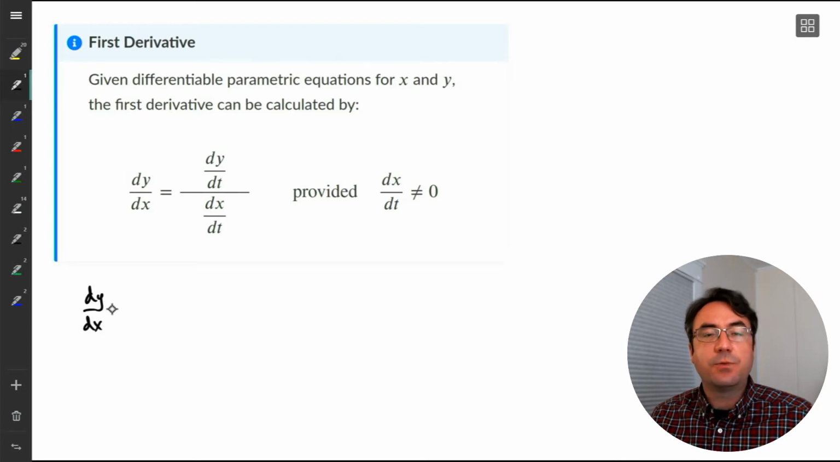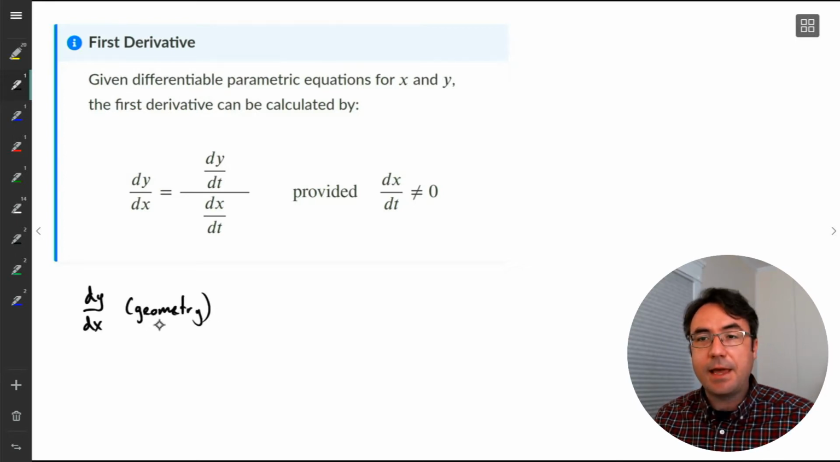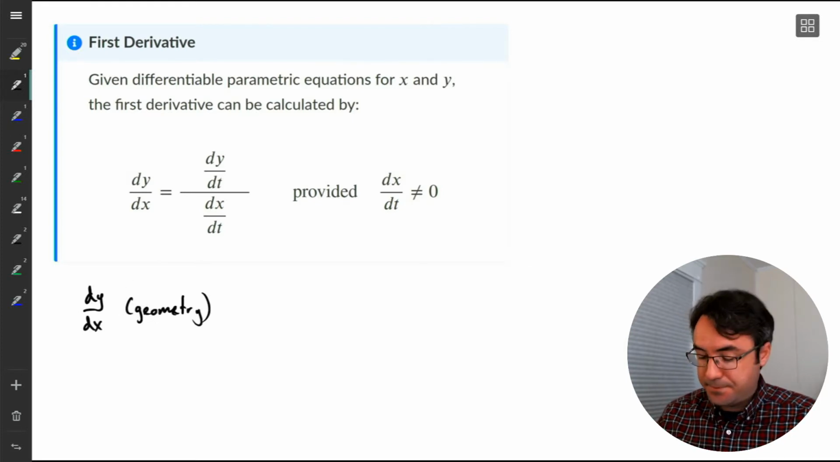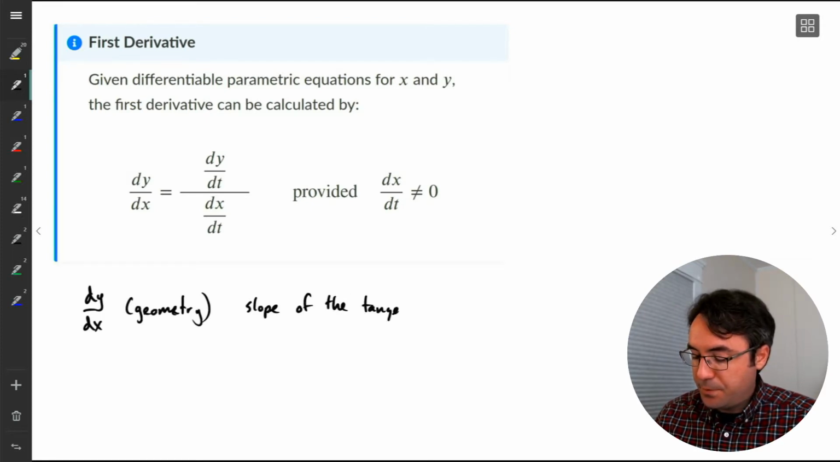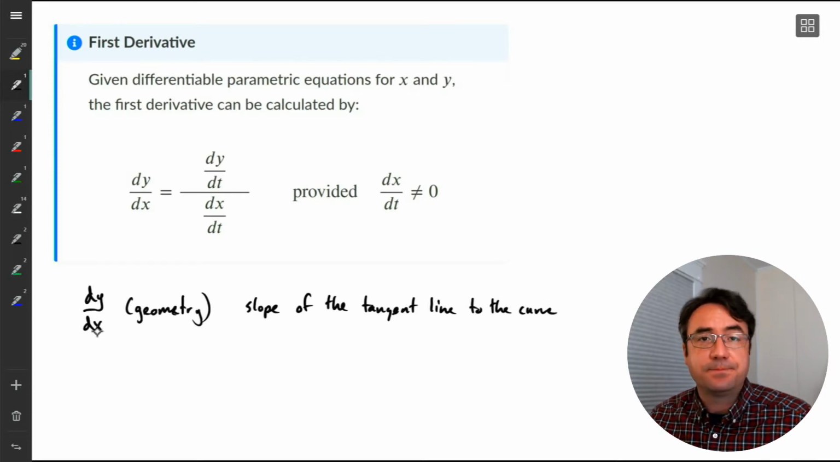So this has to do really with the geometry of the curve. And we know what this measures. It measures the slope of the tangent line to the curve. So it really has to do with the geometry.